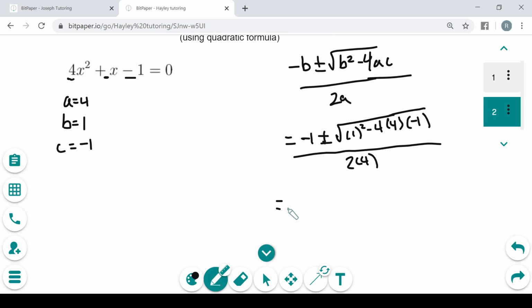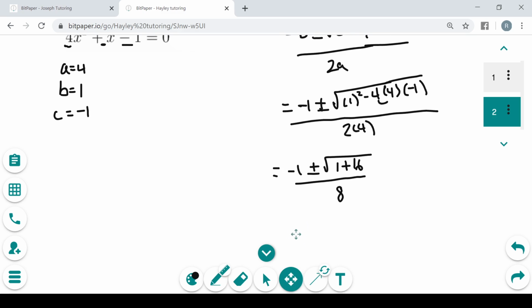So we have negative 1 plus or minus the square root of 1, because 1 squared is 1, minus 4 times 4, which is 16, negative 16 because of the negative there, and then multiplying that by negative 1 gives positive 16, so we add 16 here. And the whole thing is divided by 2 times 4, which is 8. I'm just going to double check my work. 4 times 4 is 16. A negative 16 times a negative 1 is a positive 16. 1 squared is 1. Looks like we're good so far. So we should have 1 plus 16.